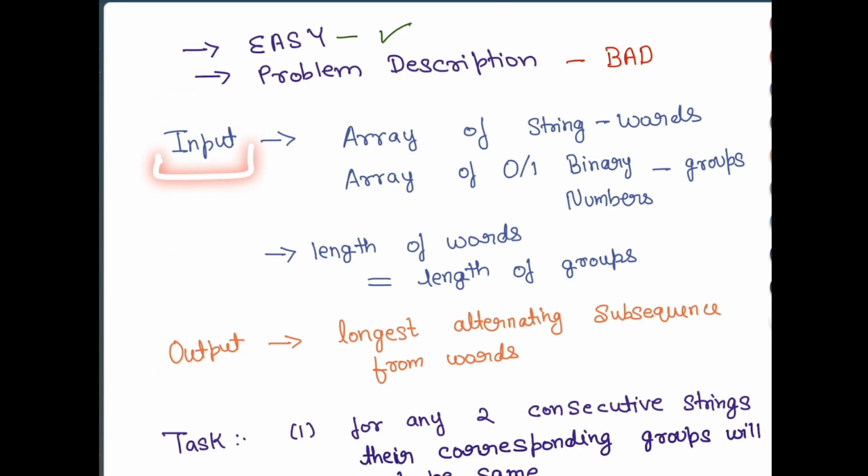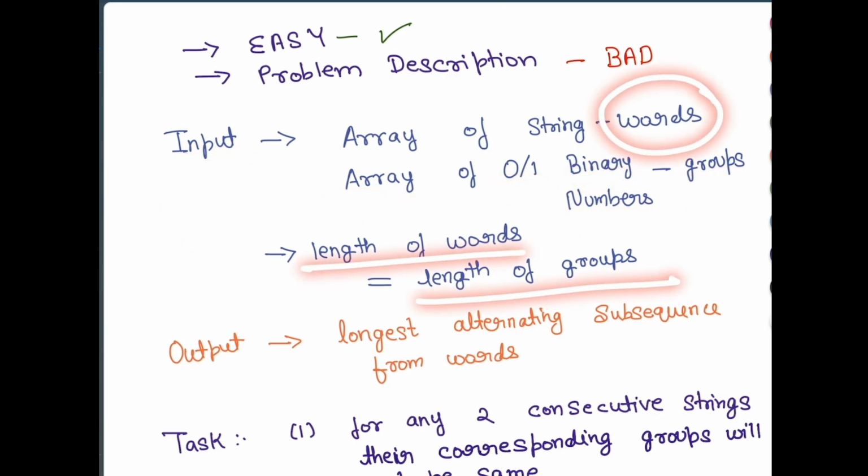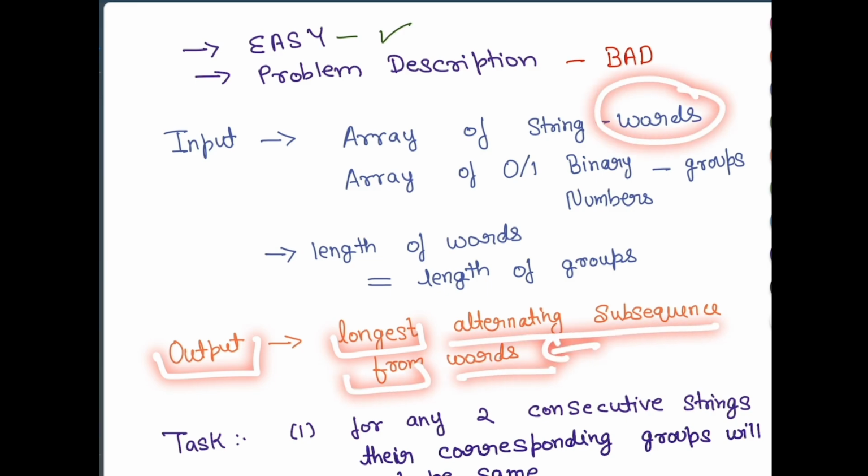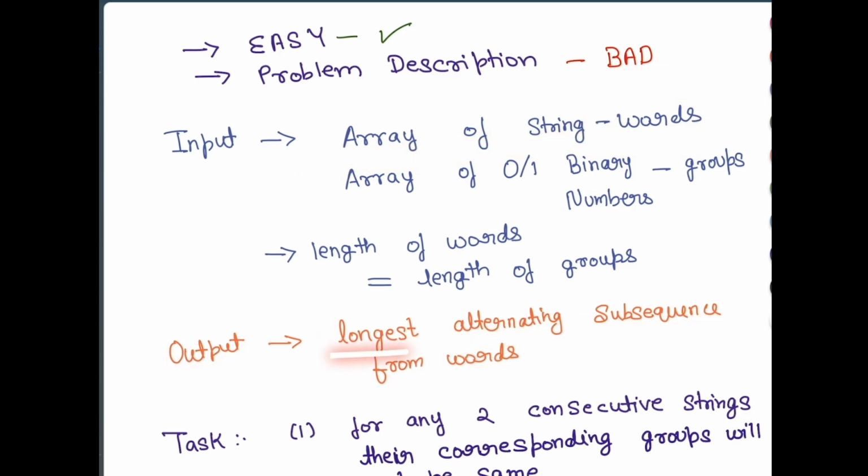The given input in the problem is an array of strings, let's call it words, and another array of 0 1 binary numbers, let's call it groups. So there are two arrays given in the input, and the length of both arrays is the same. The first array is words, the second array is groups. The length of words and length of groups are same. And the output which we need to give is the longest alternating subsequence from the words. Now this words is this particular array which is given in the input. It is the array of strings, and we need to find the longest alternating subsequence from this words array.